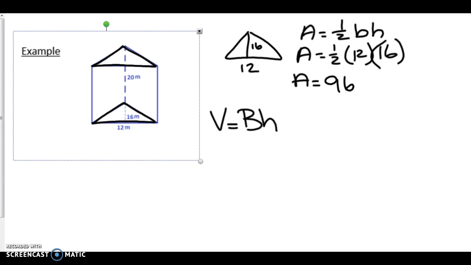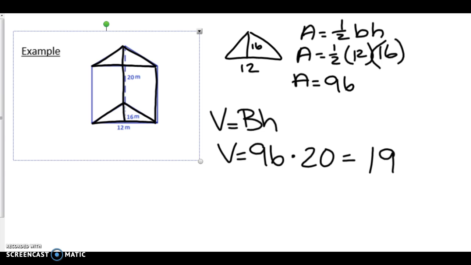Remember, we're looking for volume. The equation is the capital B times the height. Area of the base times the height. Area of the base was 96, and then my height, which is labeled over here in the dotted line, is 20 meters. So when I multiply through with that, I get 1,920 meters cubed.